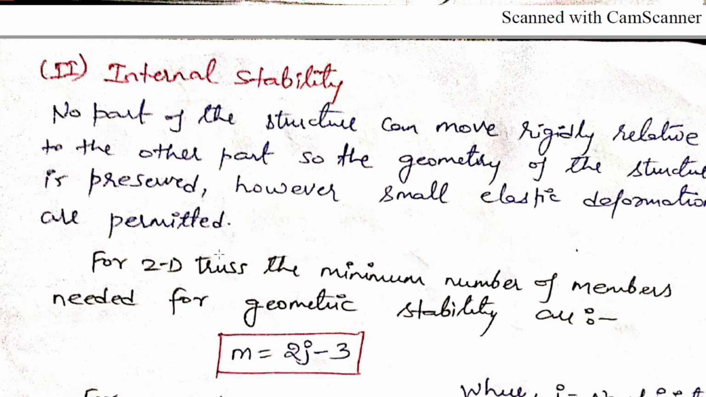Okay. So to preserve the geometry, enough number of members and their adequate arrangement is required. So for geometric stability, there should not be any condition of mechanism. Mechanism is formed when there are three collinear hinges. So to preserve the geometric stability, there should not be three collinear hinges, and a mechanism should not be formed.